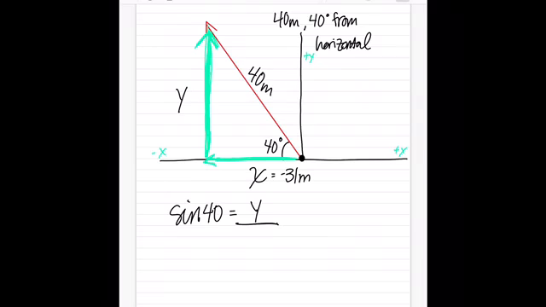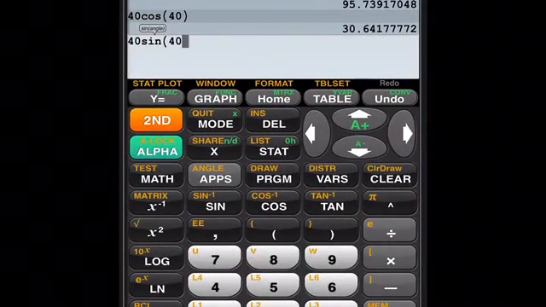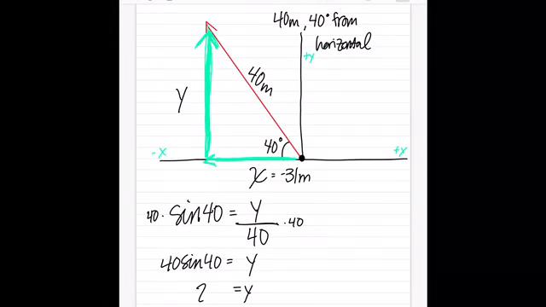The opposite side over the hypotenuse, over 40. So now all you do is multiply both sides by 40 like we did last time. So it becomes 40 sine of 40 is equal to y. Y is equal to 40 sine of 40, which gives me 26, rounded to the nearest whole number. Y is equal to 26 meters. So this is 26 meters.